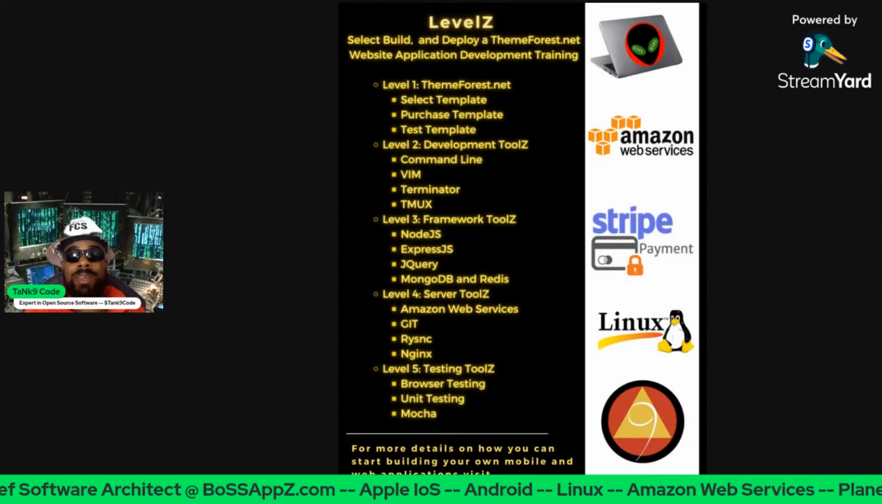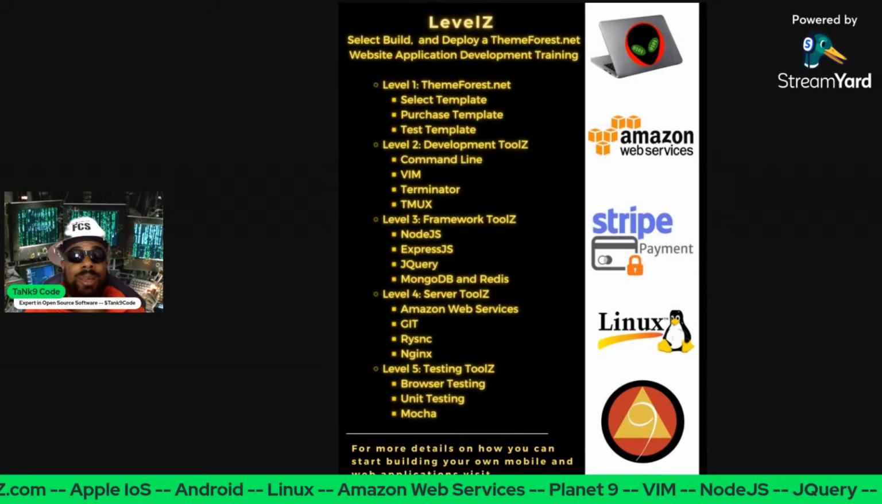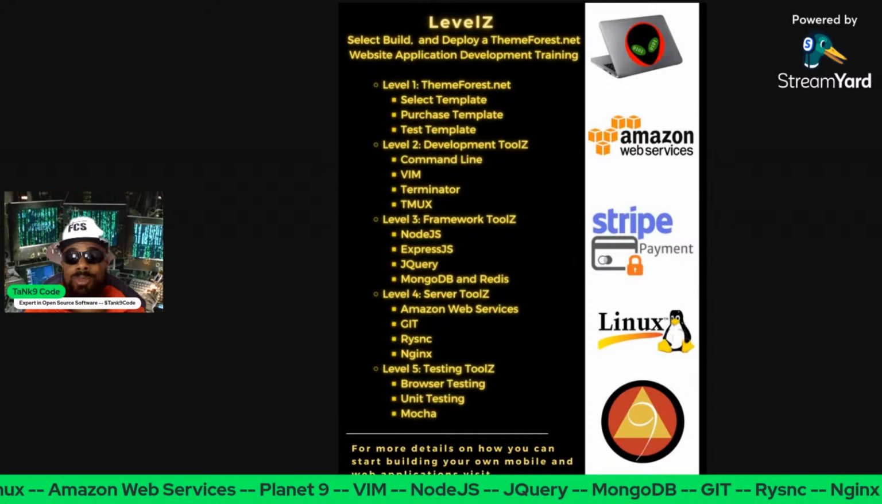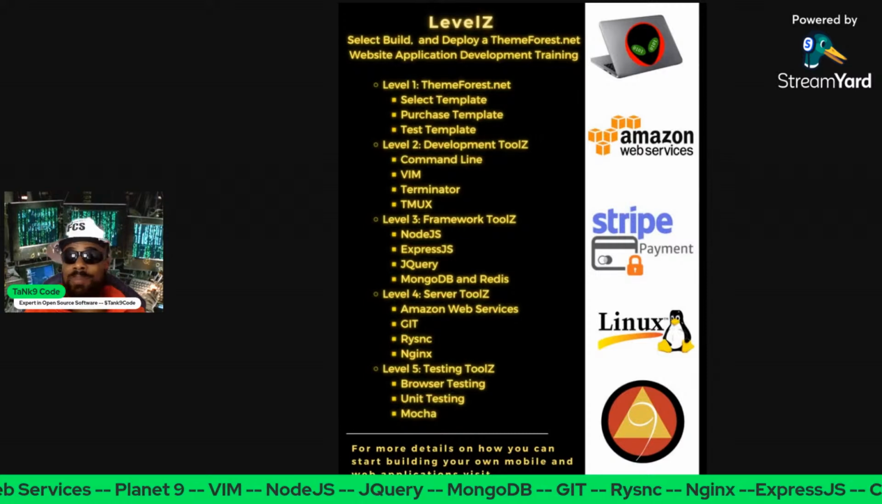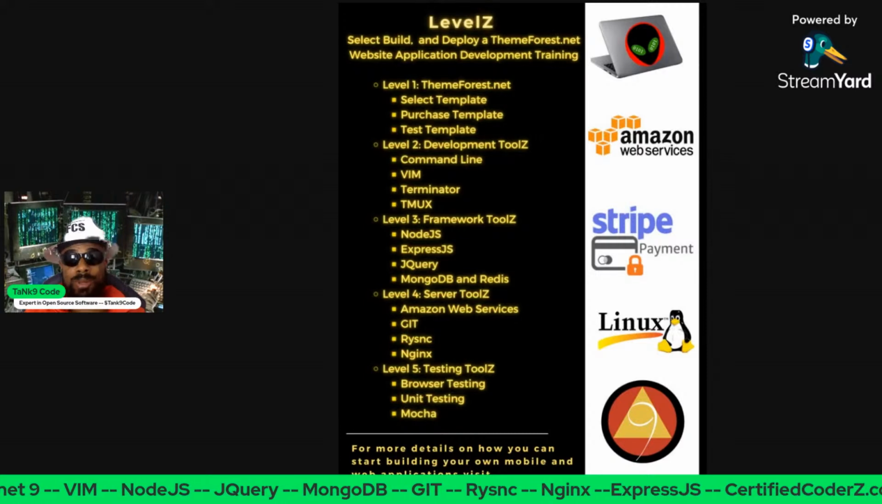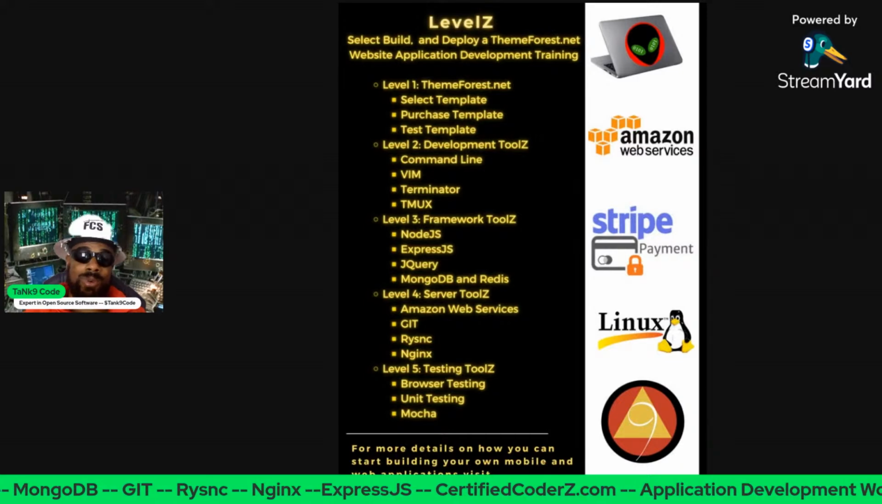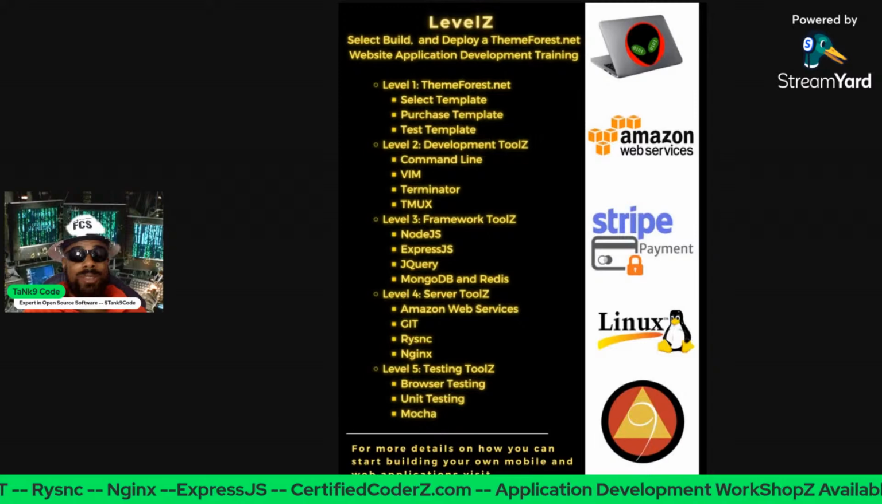But the people that like to get their hands dirty, people that like to get into the code, people that like to elevate, people that like to know exactly what's going on, this workshop is for you. We're going to break it down step by step, level by level, how you can build and deploy your very own application. And then the second level, we're going to go with development tools. One is called the command line.